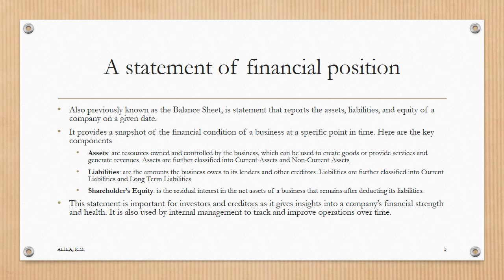Again, we have a component of liability. That signifies the amount the business owes to its lenders and the other creditors. Liabilities are further classified into current liabilities for less than 1 year, and more than 1 year is long-term liabilities. Then we have the shareholder equity or capital, which is the residual interest in the net asset of a business that remains after deducting its liability.